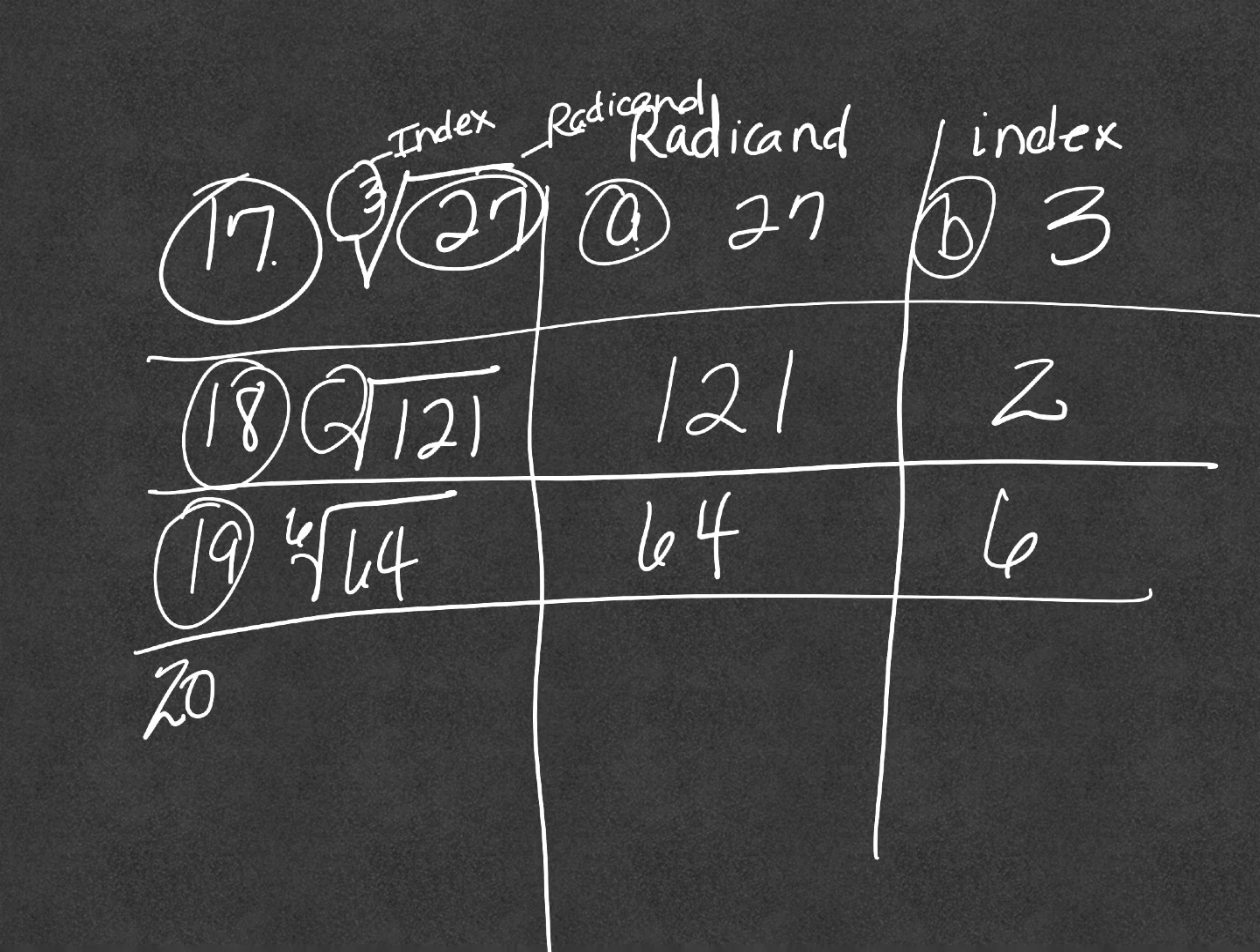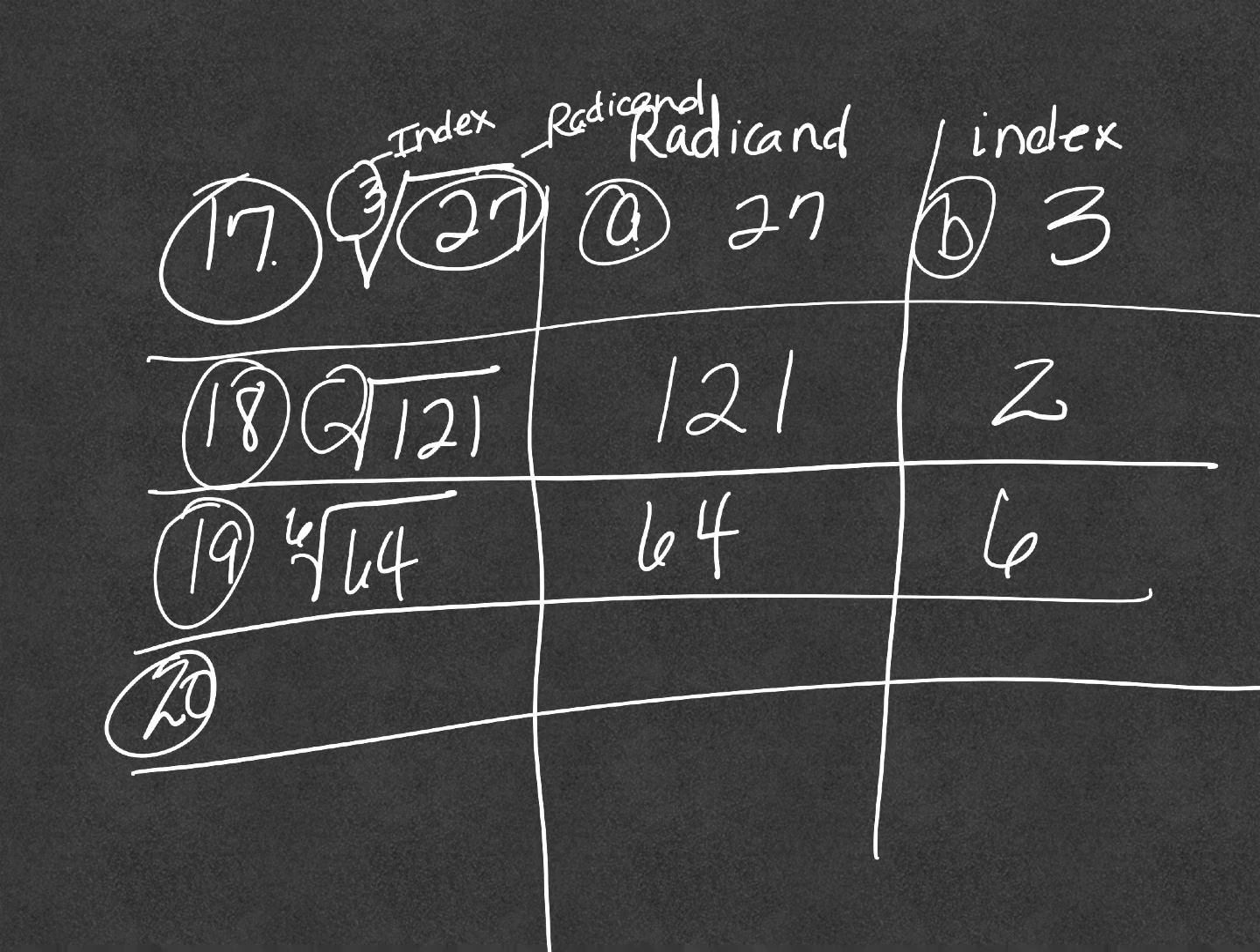Number 20. All right, what is your radicand? 625. Make sure you're filling this in on page 433. And what is your index? 4. You don't have a chart like I do. You have them individualized. I'm just writing them in chart form just for fun.